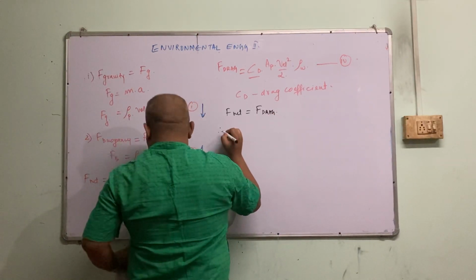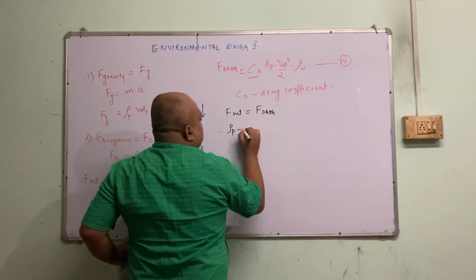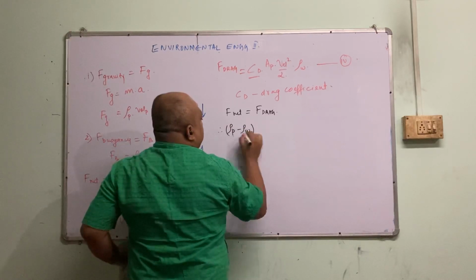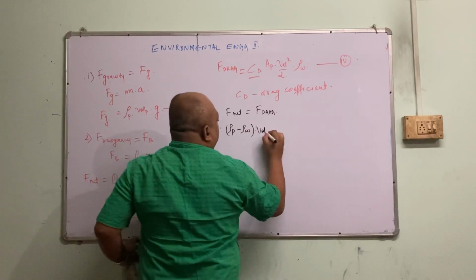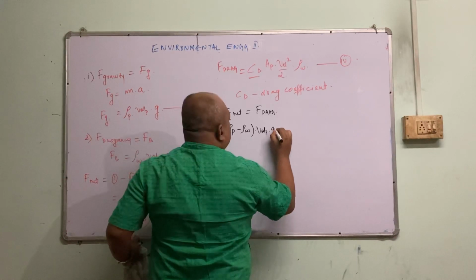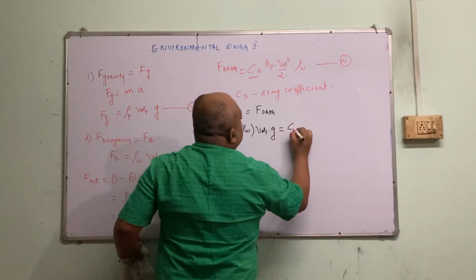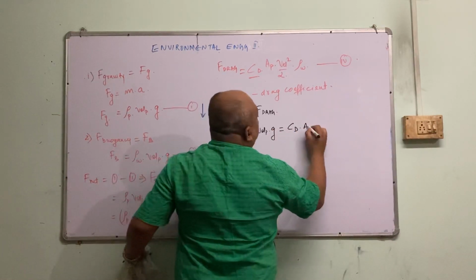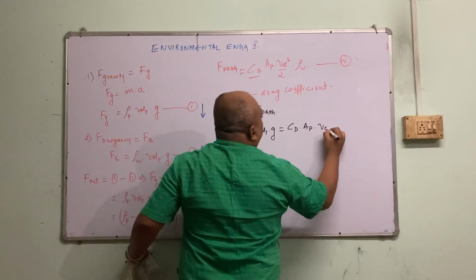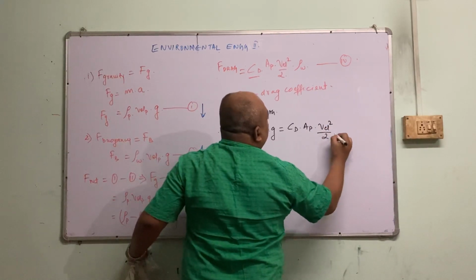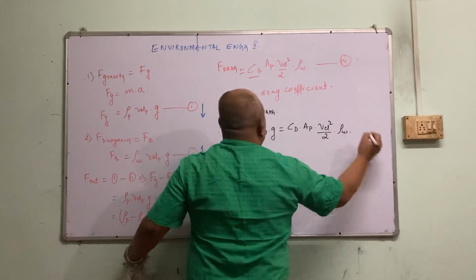Therefore, (rho P minus rho W) into the volume of the particle into G is equal to CD into the area of the particle into velocity squared divided by 2 rho W.